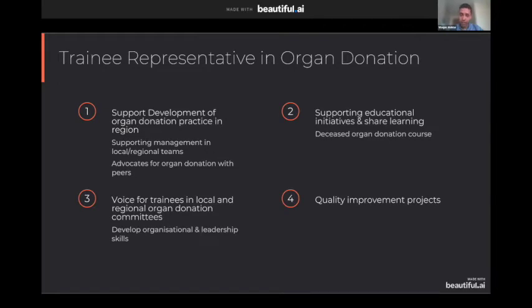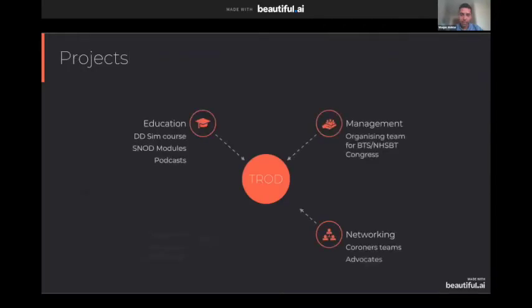Fourthly, there are a number of quality improvement projects that the TROD roles, even being relatively new, have been participating in. And they fall into various themes. So there's an educational theme, such as the donation SIM course, developing modules for our specialist nurses in organ donation, and podcasts for trainees. Some have participated in research, so becoming an associate principal investigator, and one trial recently is the SIGNET trial, which is statin use in donors.